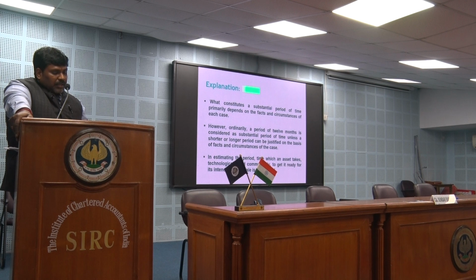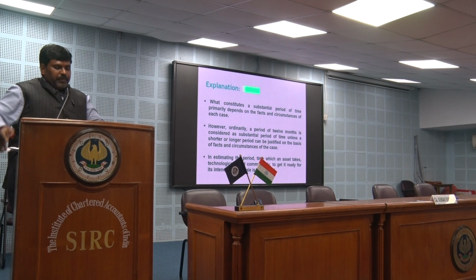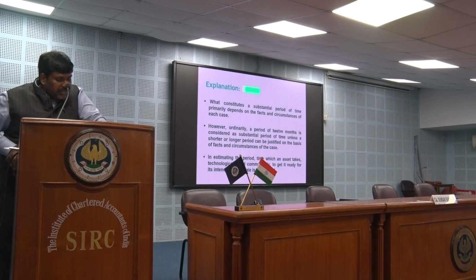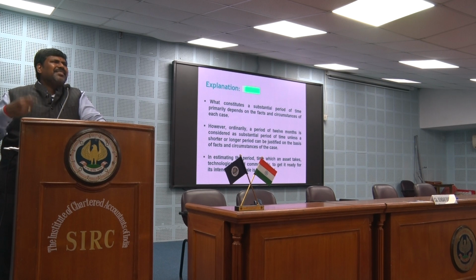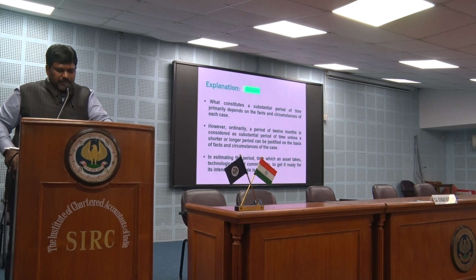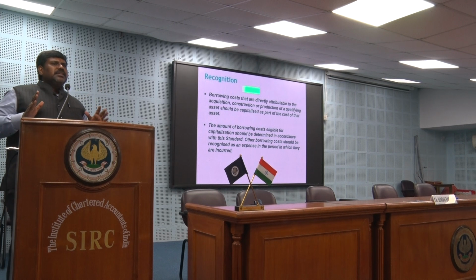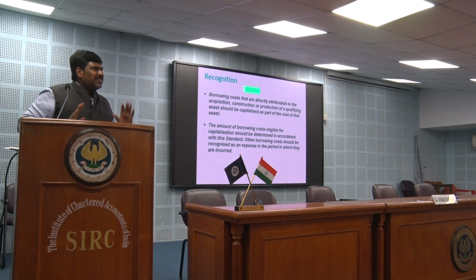Now, in estimating the period, time which an asset takes, the technology, the commercial, the substance which is involved to get it ready for its intended use or sale needs to be considered. These are the factors which needs to be considered in determining what is going to be the substantial period of time. Now, having decided, so the first decision is there a borrowing cost?